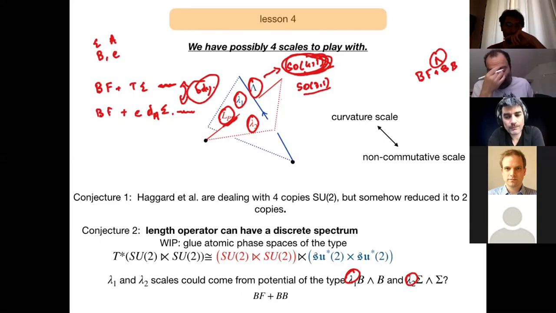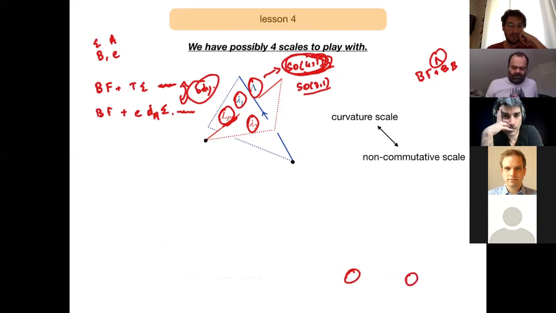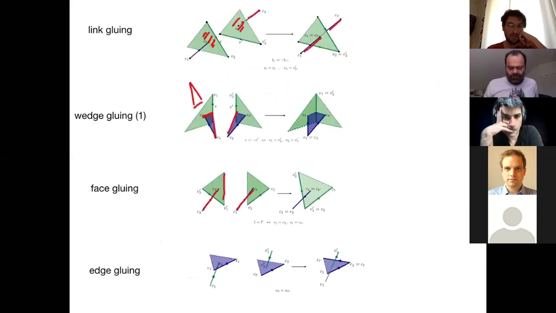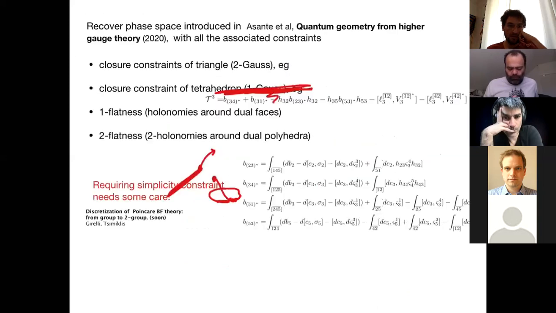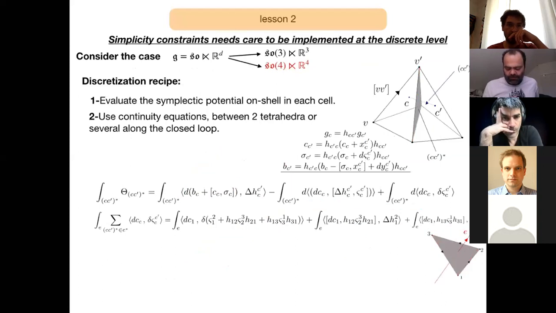I think they are dealing with a normal, probably normal BF. By normal, I mean the Lorentz case. Just the Lorentz case, and somehow they are able to extract out of that some 3D Poincaré networks. Like I said before, the discretization that we did before can be done also with the Poincaré group, so the 3D Poincaré group. But that would be a different starting point.